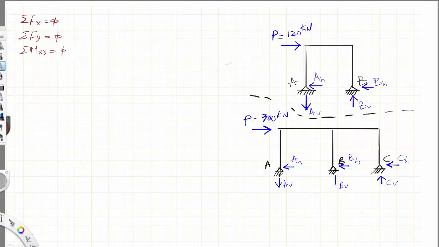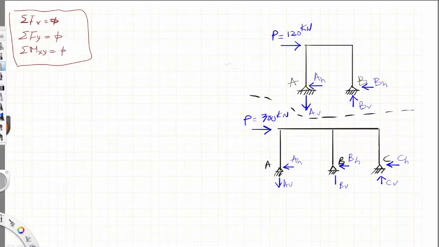These are the three equations of equilibrium, meaning that we'll be able to calculate three unknowns. If we look at the reactions in this frame, we have a horizontal reaction at A, vertical reaction at A, horizontal reaction at B, and vertical reaction at B. So we have four unknowns, which means these three equations will not be able to solve this problem. So we need to have only three unknowns to be able to calculate these reactions.